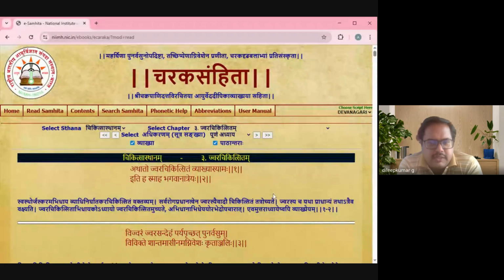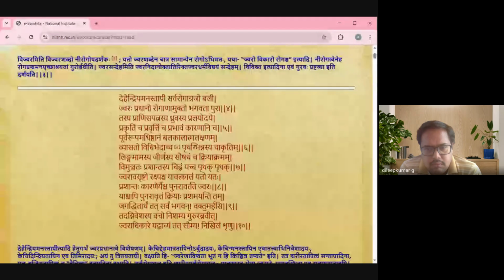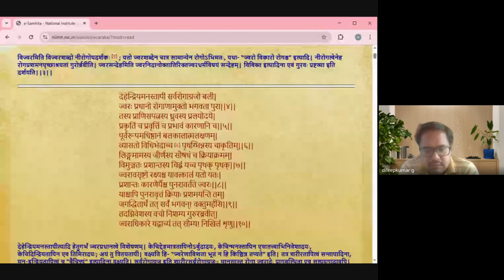Charaka Chikitsastana, third chapter, Jwara Chikitsita. It is a very big and very important chapter in Chikitsastana. Up to here we have seen the Swasthya Urjaskara chapters, that is Rasayana and Vajikarana. From now onwards, Arthasya Roganut, Arthasya Roga Prashamanam, that part will be highlighted from these chapters.